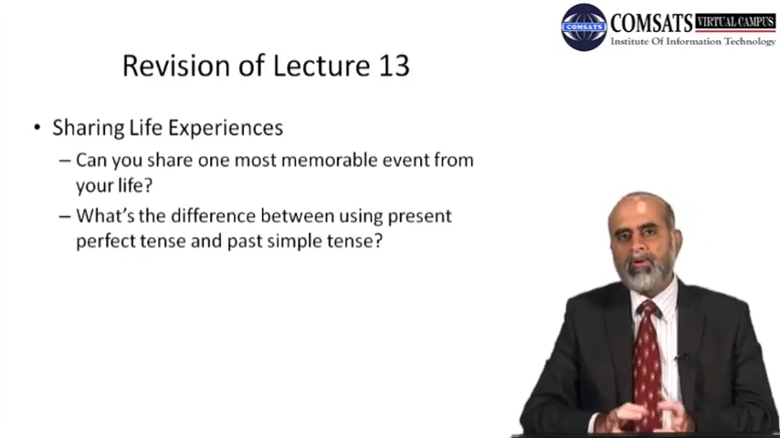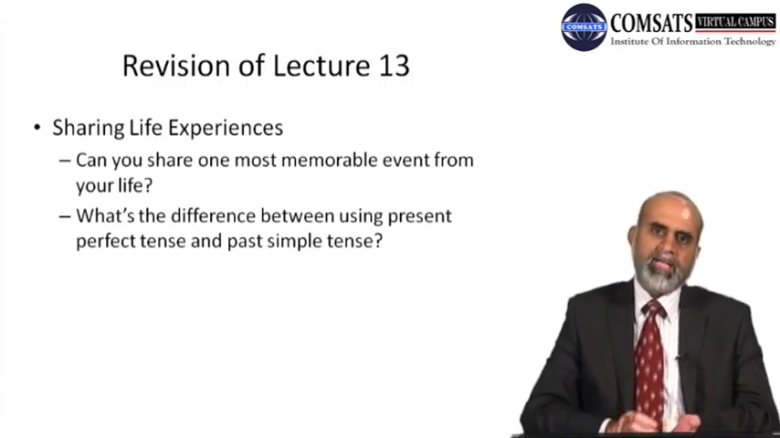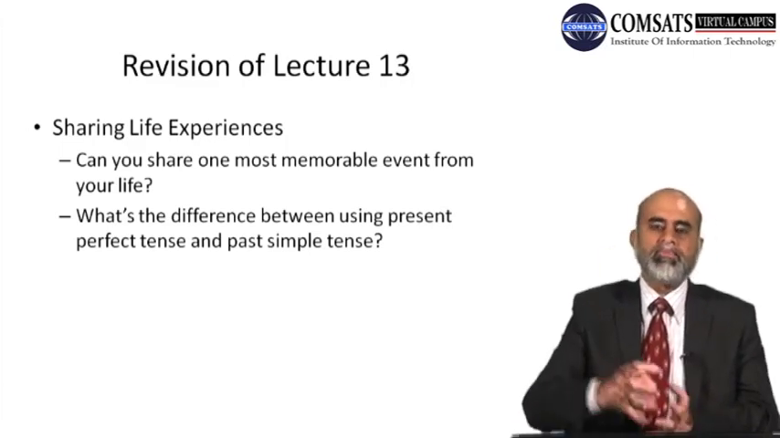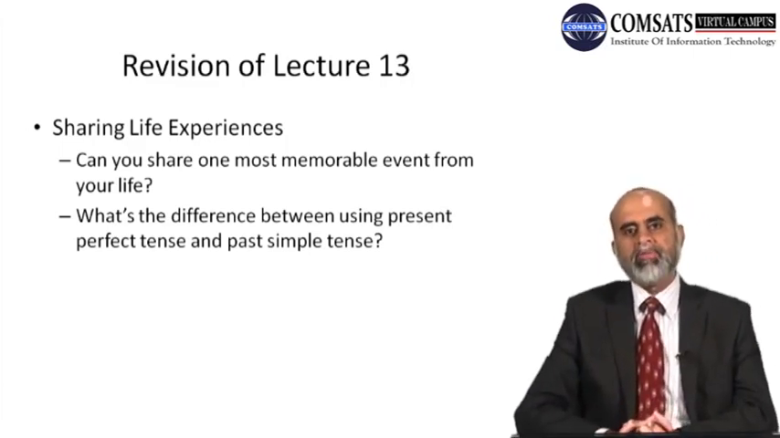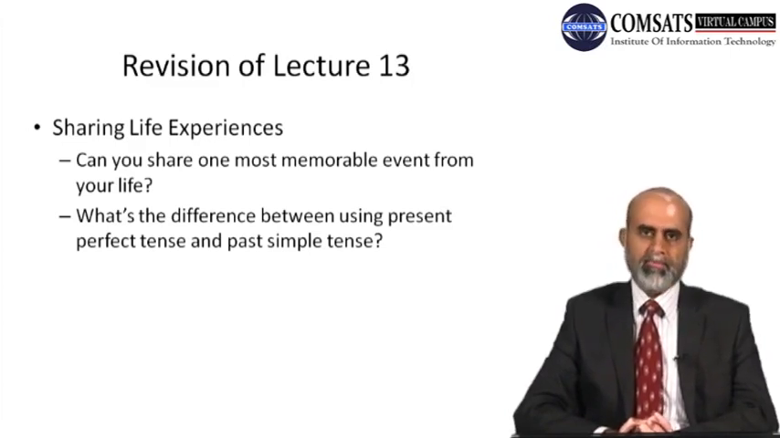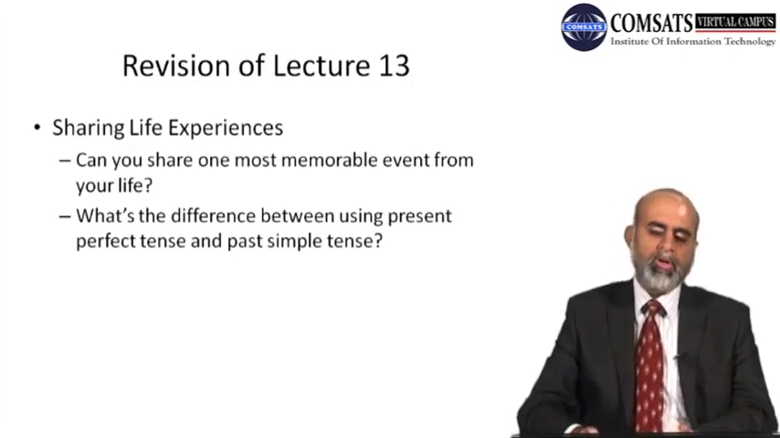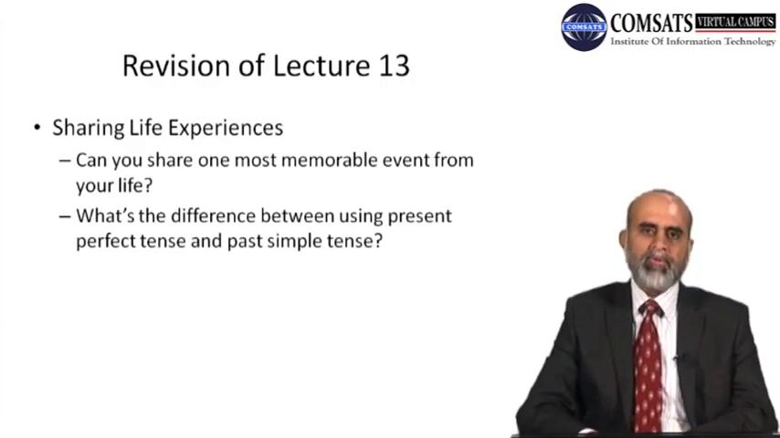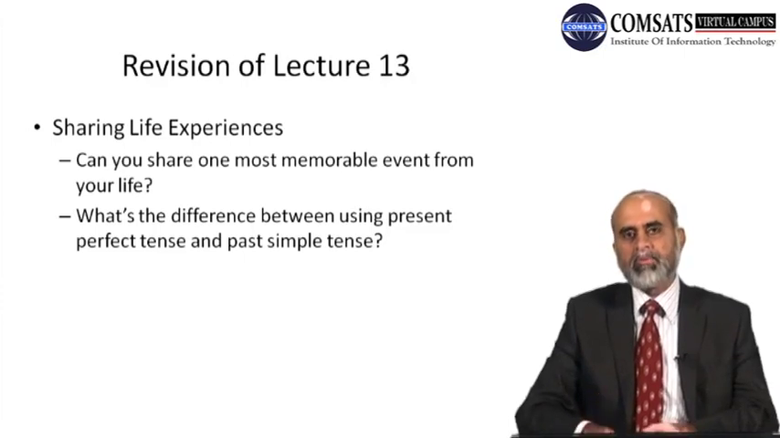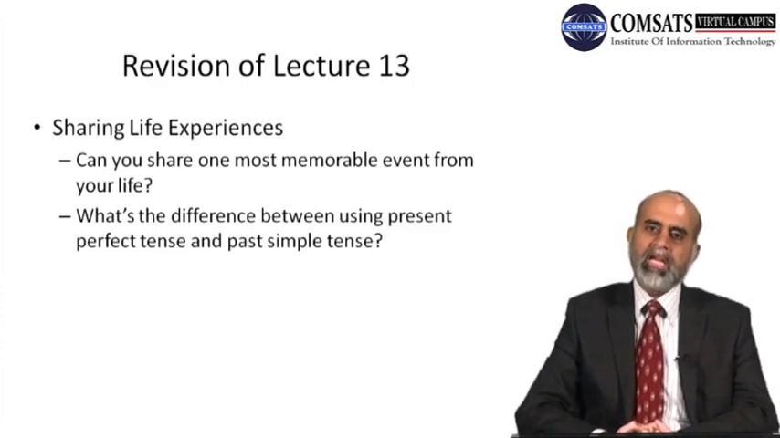But when I'm talking about my experience and that past experience has some connection to the present, I'll use present perfect tense. For example, I would say I have visited China before. I've never been to Paris. Okay, so we use present perfect tense for a past event when it has some connection to the present. But we use simple past tense when time is mentioned or time is assumed.